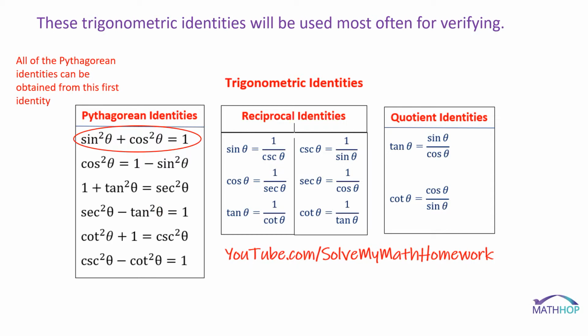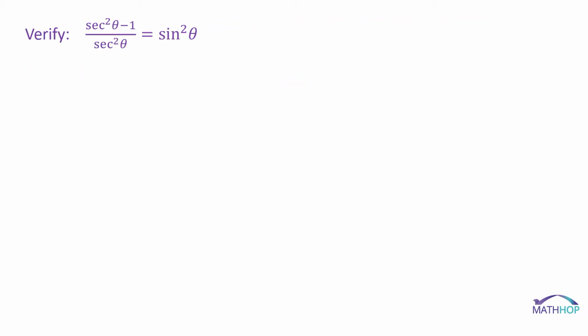All right, let's just dive in. We are going to verify that secant squared of theta minus 1 divided by secant squared of theta is equal to sine squared of theta. So you have to take these step by step. And remember, I said we're going to work only one side. So I'm going to kind of draw a little T. I'm going to draw a line right down beneath my equal sign.